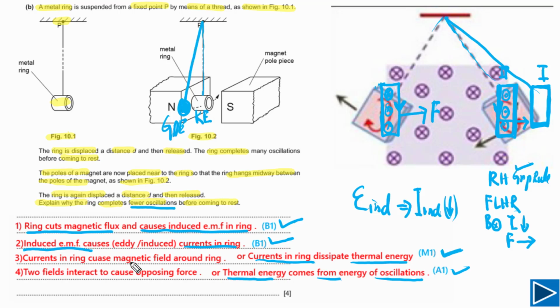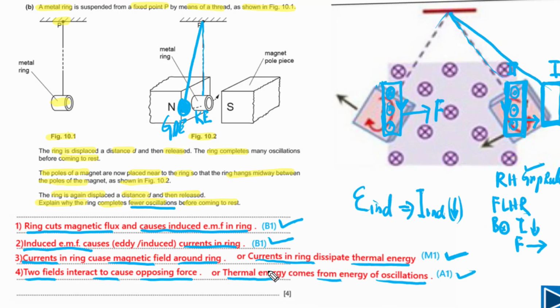But you can also write based on forces. You can write the M mark: currents in the ring cause a magnetic field around the ring, and you will get the M mark. And then if you have written that the two fields interact to cause an opposing force, you will get the A mark. This is how marks will be awarded. So you have to write these points in your answer.